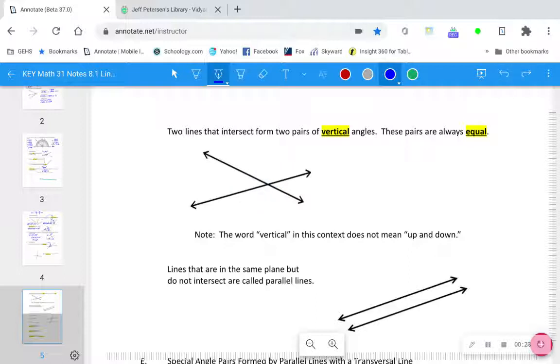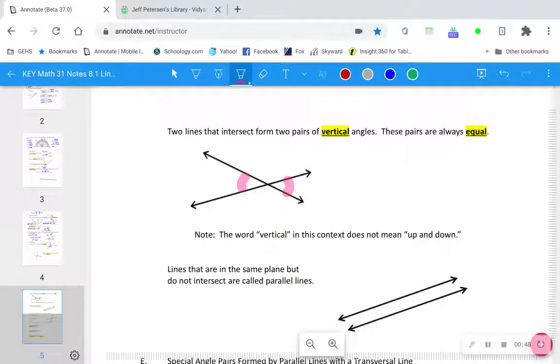The angles that are formed across from each other are called vertical angles. And vertical in this sense is not the same as when you talk about something being straight up and down. Here it means across from each other when you have intersecting lines. So I've marked the two side-to-side vertical angles here.